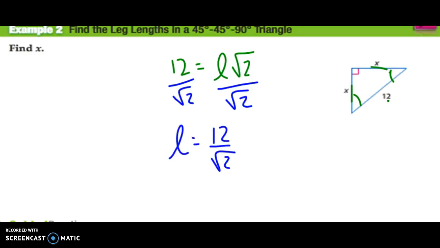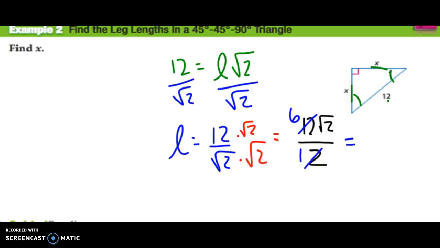Now something interesting about square roots is we don't like them on the bottom. So how do we take care of getting rid of those? What we do is we multiply the top and bottom by the square root of 2. Like I just said before, the square root of 2 times the square root of 2 is simply just 2. And then we get 12 square roots of 2 on top. Now we can simplify because we have a 12 and a 2. What number goes into both of those? Well, 2 does. So this becomes 6 over 1. So the length of my leg is going to be equal to 6 square roots of 2.